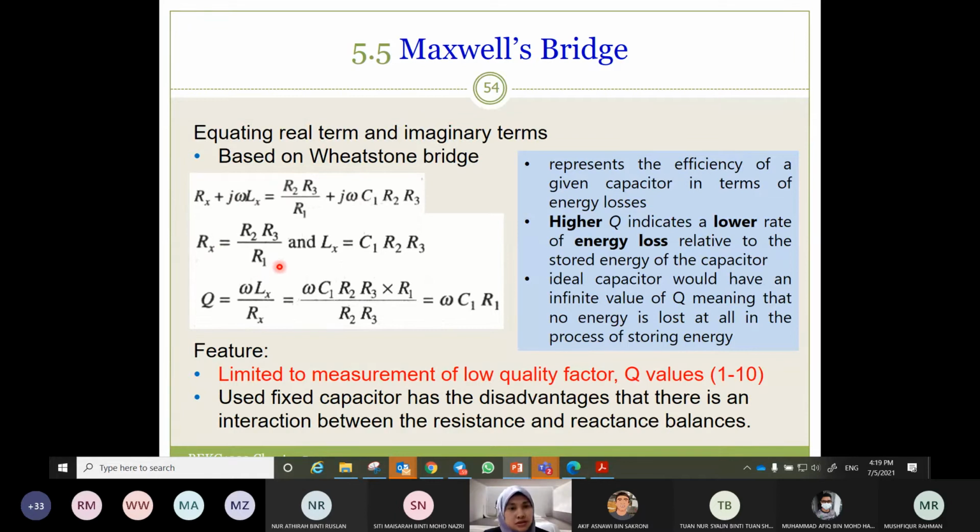Rx is equal to this. Lx is equal to this. So this is our target for this circuit. We want to find the unknown resistance and inductance, Rx and Lx. Up to here, any question? Any question?